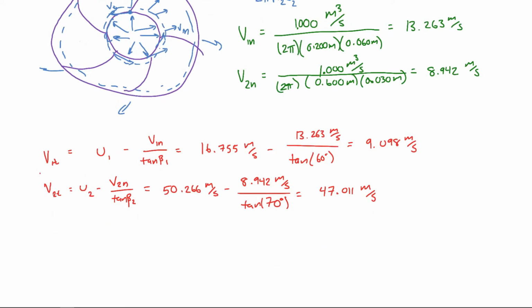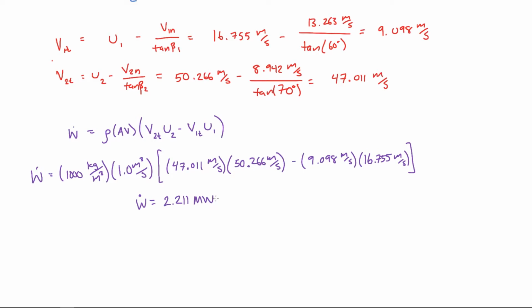Okay, so this is what we get for the tangential velocities. Now we plug these values into the work or the power equation. Plugging into this equation, you get 2.211 megawatts of power. I believe the calculations are correct, but if they're incorrect, let me know in the comments below. That's our solution to the first part of this problem, which is how much power the pump provides.